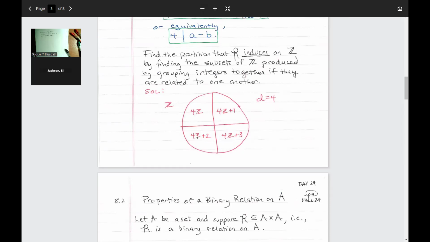Yeah, I remember that. Well, the partition that this particular relation induces on Z is called congruence mod 4, and it splits Z up into 4 subsets. And the subsets basically group integers together if they give the same remainder when they're divided by 4. Okay. Yeah, that makes sense.